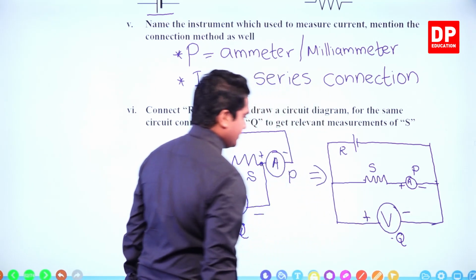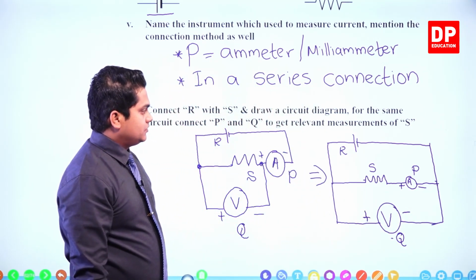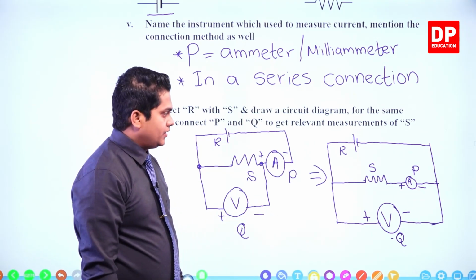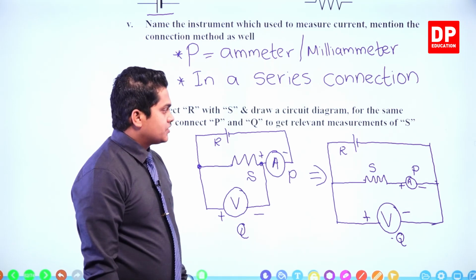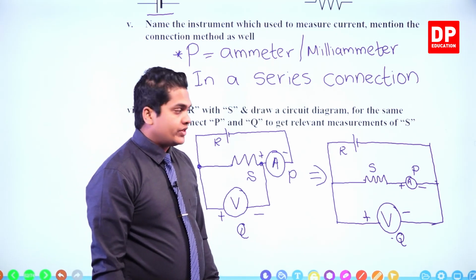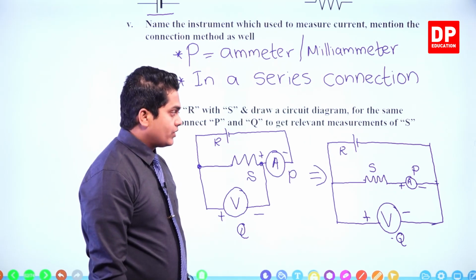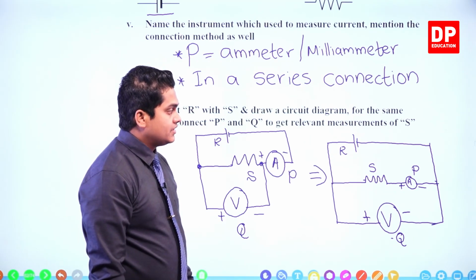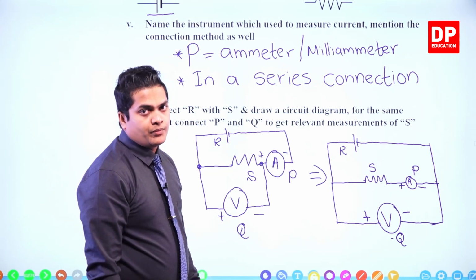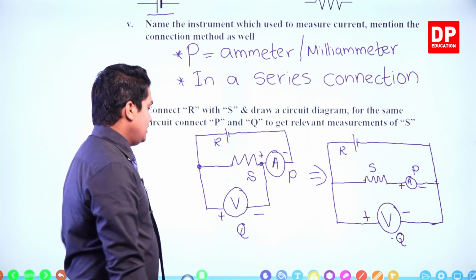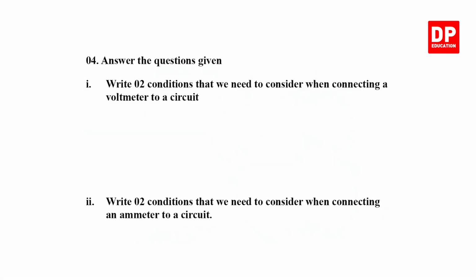This is negative. So both of these figures are correct. Okay, it's no problem. So this is the circuit diagram when you connect R with S and get relevant measurements of S by using P and Q. Right. So let's move on with the next question then.